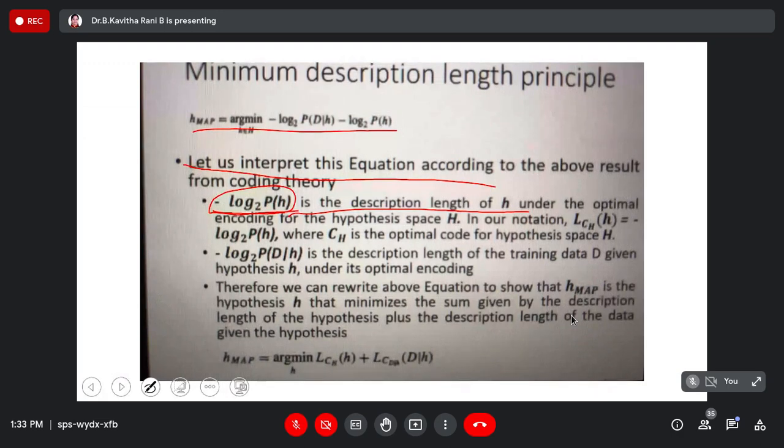So for that we will be using L_C_H(h) equal to minus log2 P(h). What does L_C_H(h) mean? It is the description length of hypothesis h using the encoding technique C, where C is the encoding technique for the hypothesis space H. For that we are using minus log2 P(h).